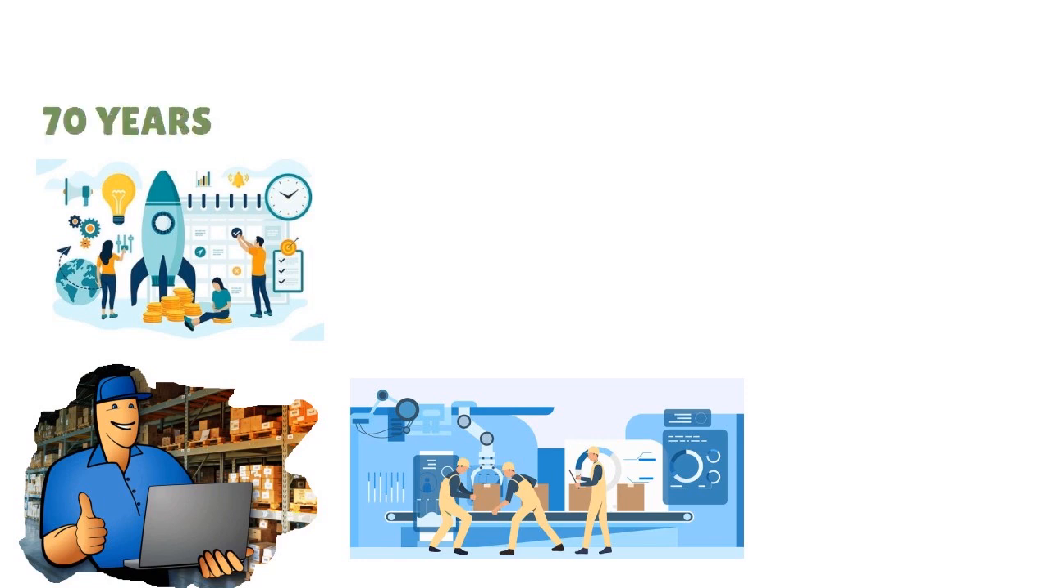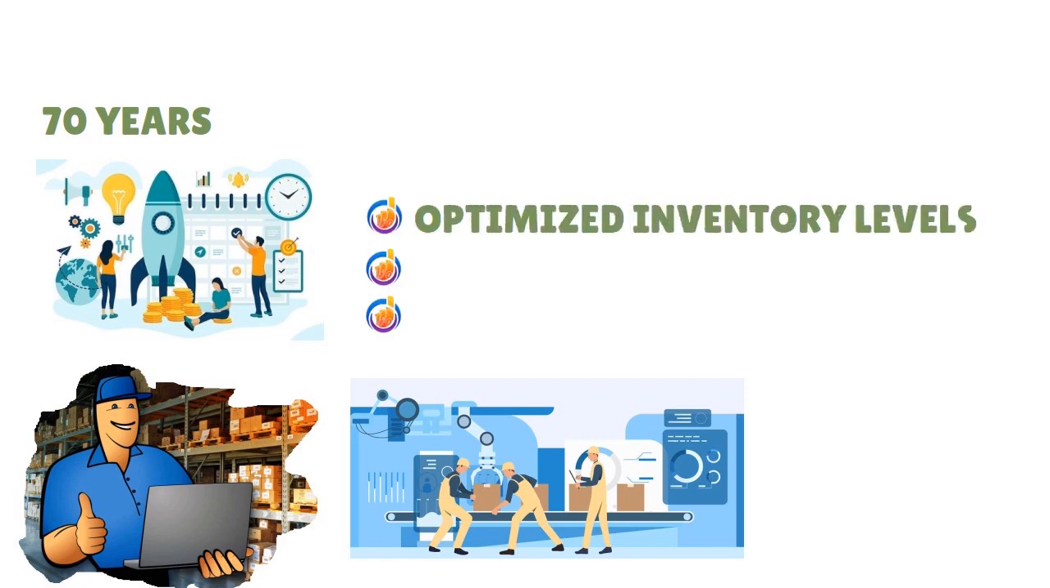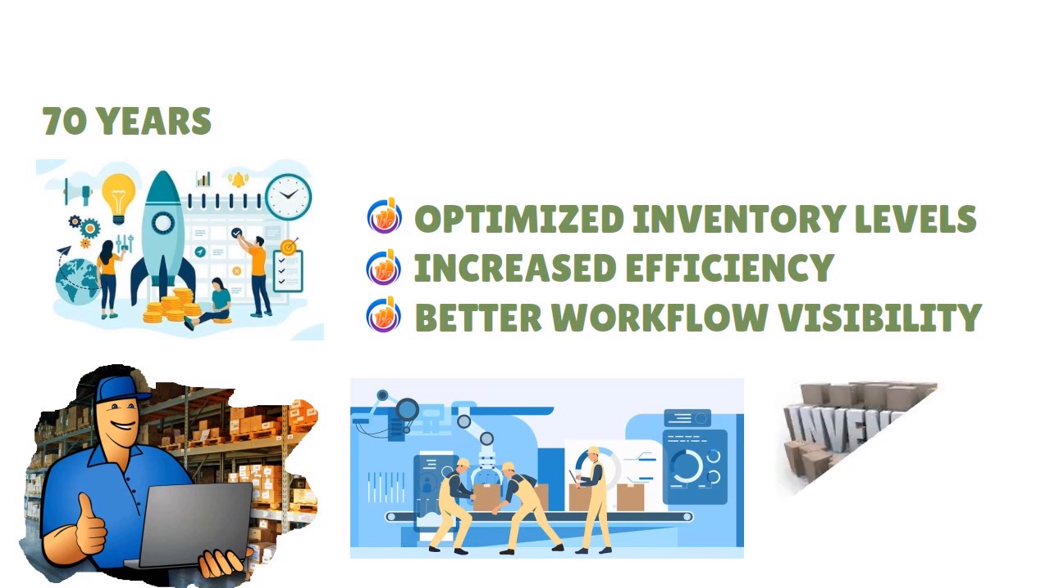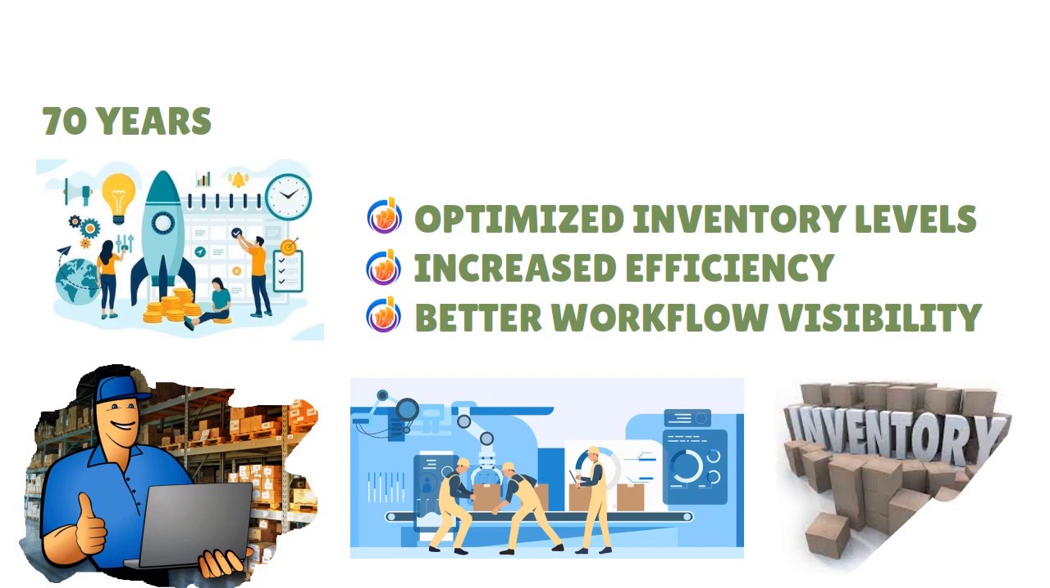So there are three main benefits of implementing Kanban in your operations this year. You have optimized inventory levels, you have increased efficiency, and you have better workflow visibility. Let me break it down for you. When I speak about optimized inventory levels, Kanban optimizes inventory levels by making sure inventory items are only restocked when needed.